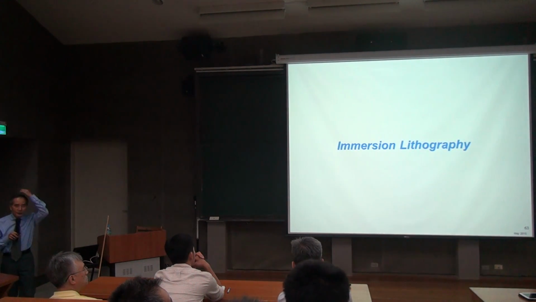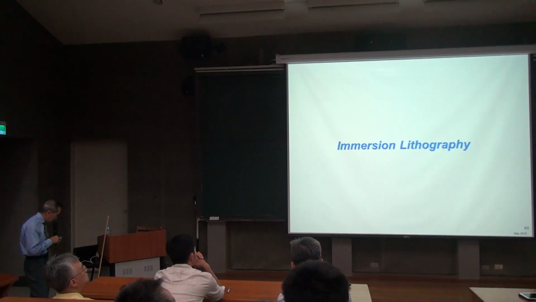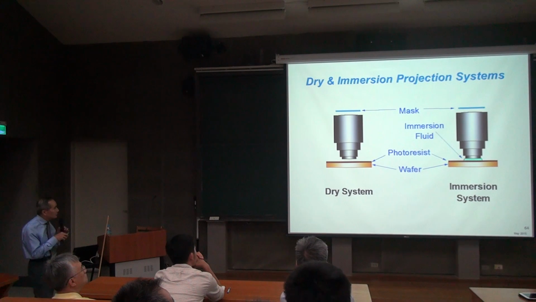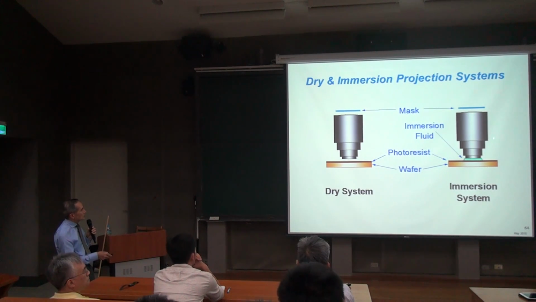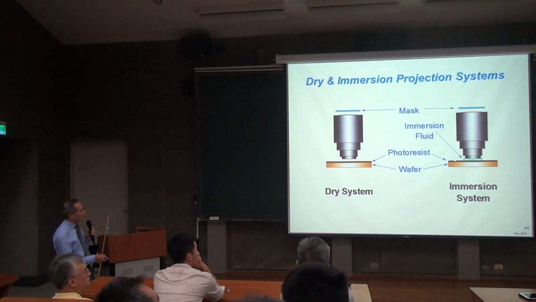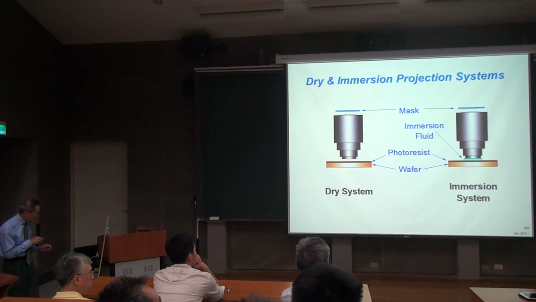Okay, now only a few slides will be over. Immersion lithography is not as simple as I'm going to show you, but let me show you a simple way. This is a dry system. All you need to do in an immersion lithography system is put some liquid in between the lens and the photoresist. Then just make sure that the media you pass through the lens to the resist is higher index than air, and then you improve your resolution.